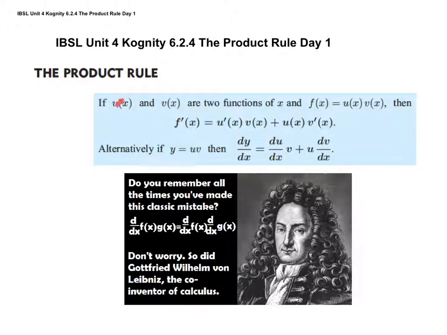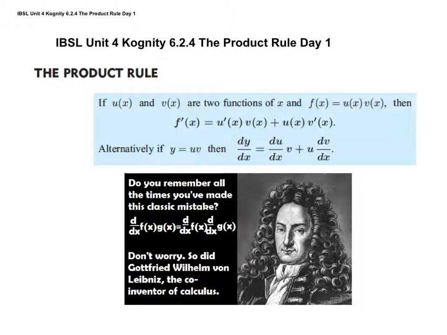So if we have two functions and we make up a new function f of x by multiplying those two functions together, then the derivative of f of x is this. Now let's break down this notation here. U is the first function, v is the second function, and this is u prime times v plus u times v prime. In other words, the derivative of the first times the second plus the first function times the derivative of the second.